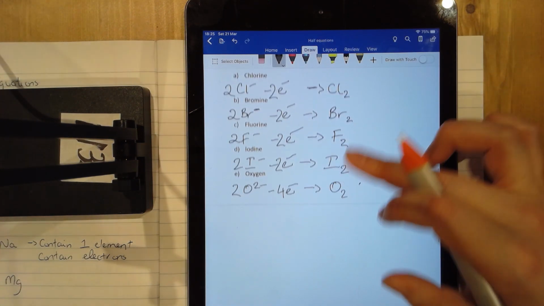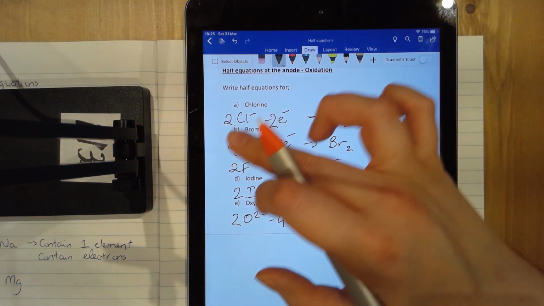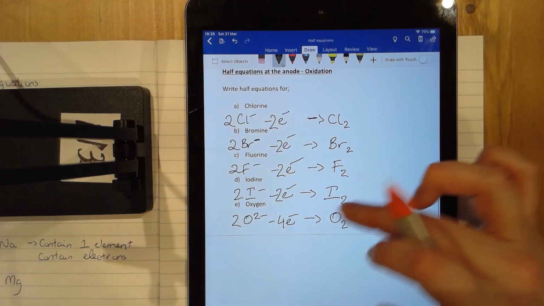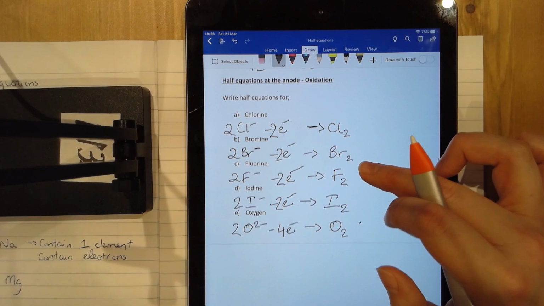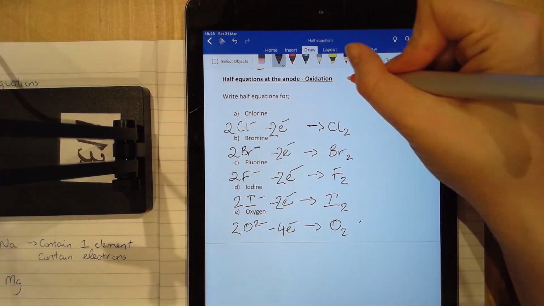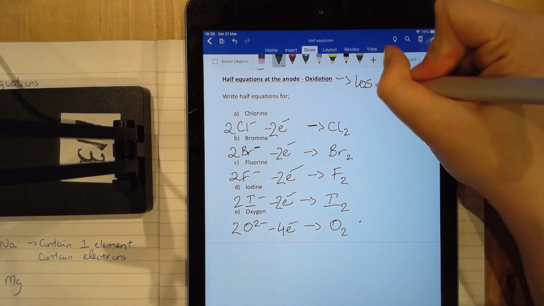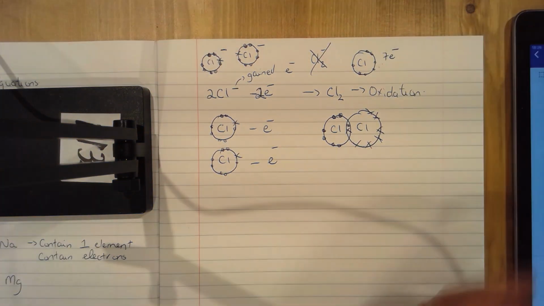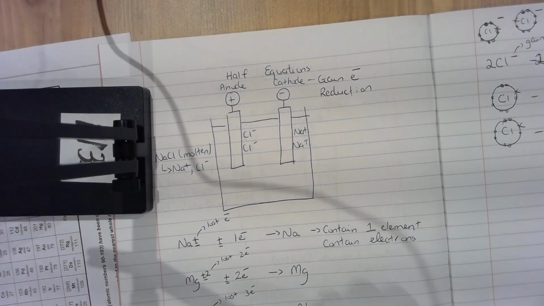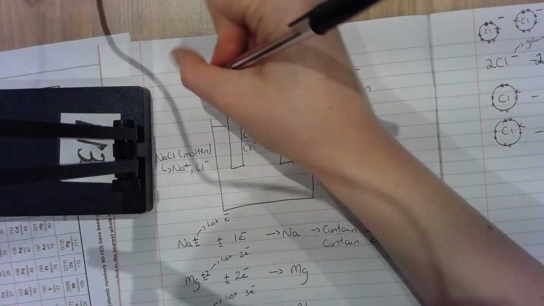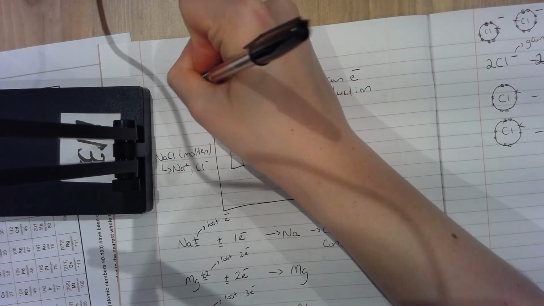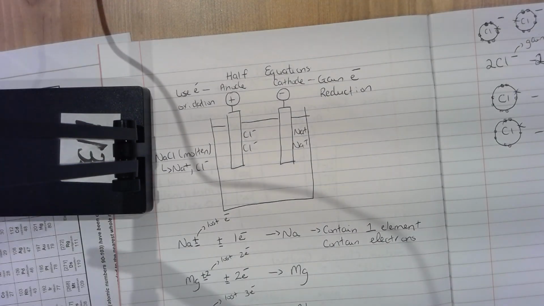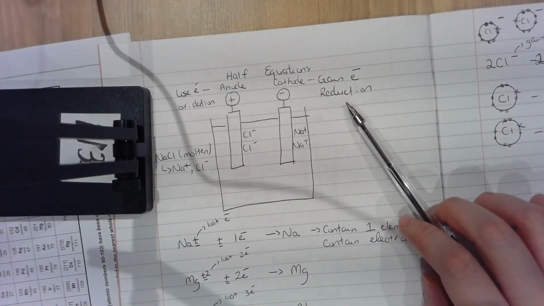Okay, so all of the halogen half equations are exactly the same. You're just changing the element each time. They're all diatomic, and then the oxygen one is slightly different, but following the same pattern. Okay, in each case, you see you are losing electrons. That's why we say it's oxidation, because you're losing electrons at the anode. So if I go back to what we did a second ago, we see we had a reduction at the cathode. You have got oxidation at the anode. They can ask you that as a simple 1-mark question. What process is happening at the anode? What process is happening at the cathode?